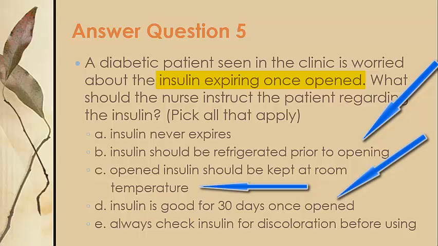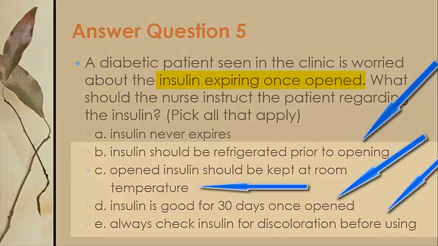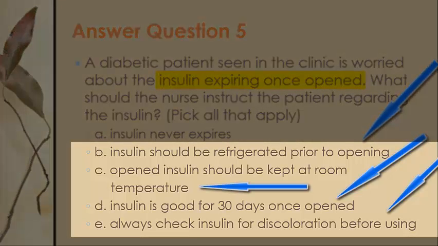Insulin is good for 30 days once opened. We know that that is true. That's why we tell them to mark the bottle with the opening date. Always check insulin for discoloration before using. That is also true, because if it's discolored, that means that there's something wrong with it and they should not use it. So when we look at this, B, C, D, and E are all correct answers.